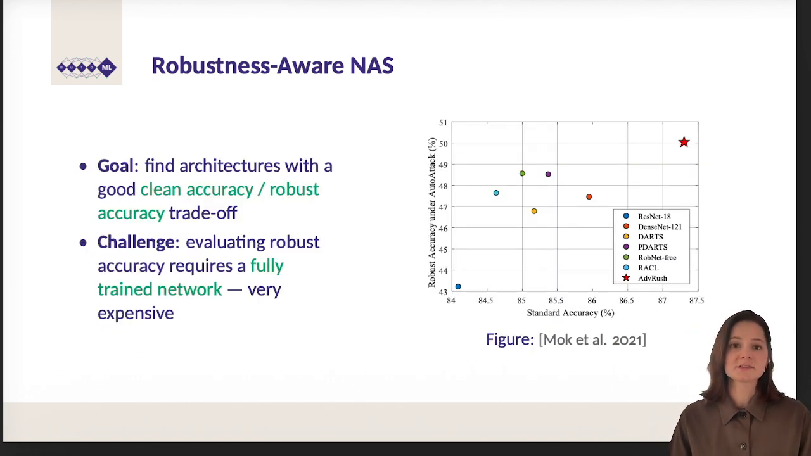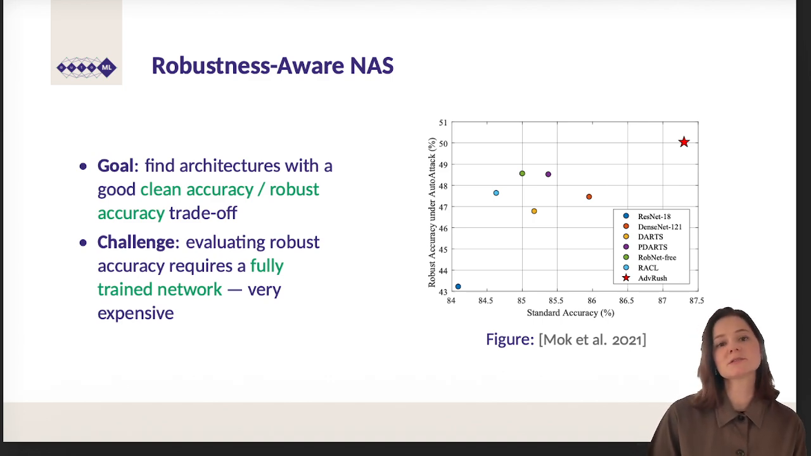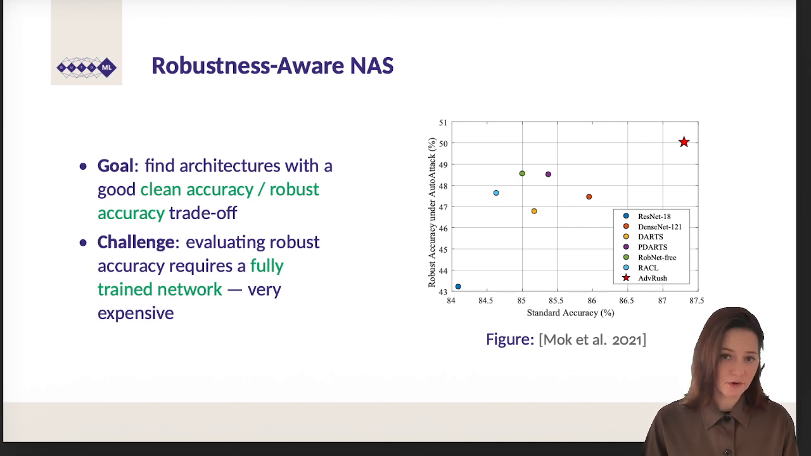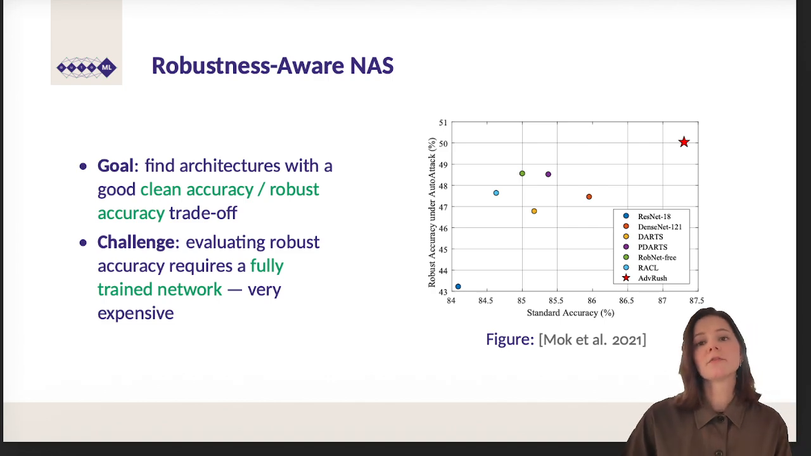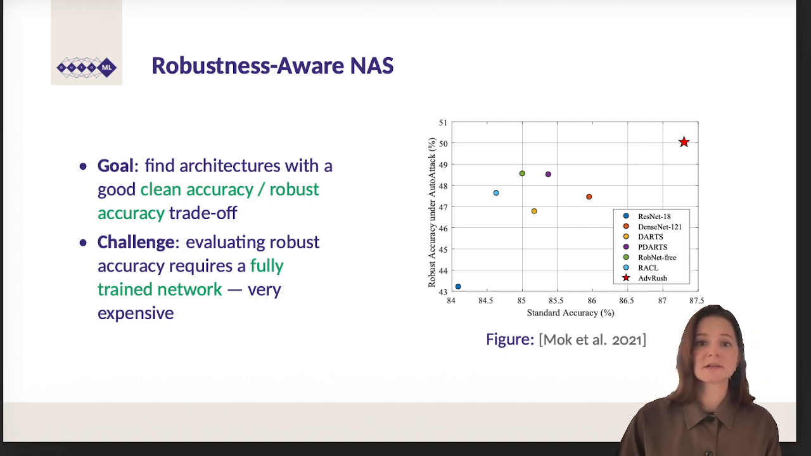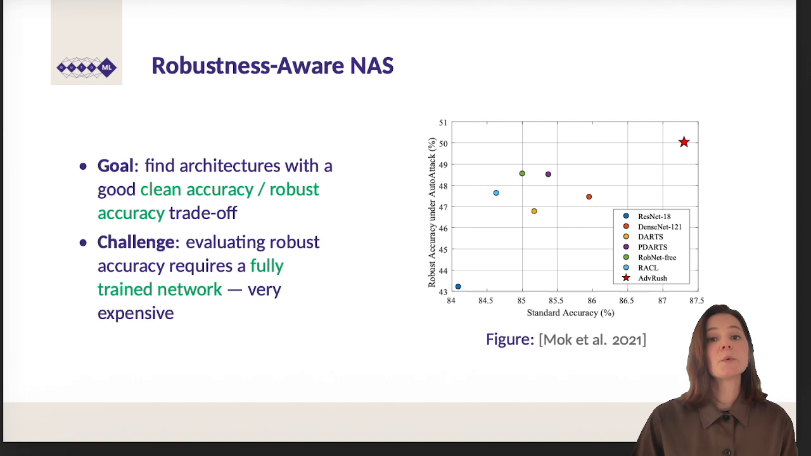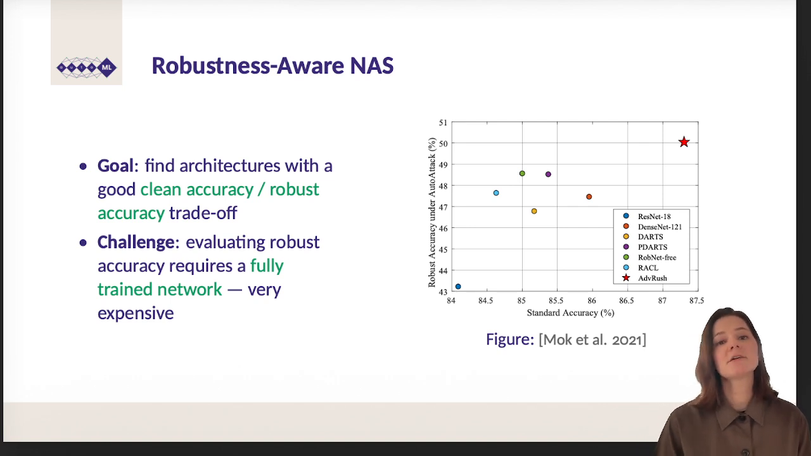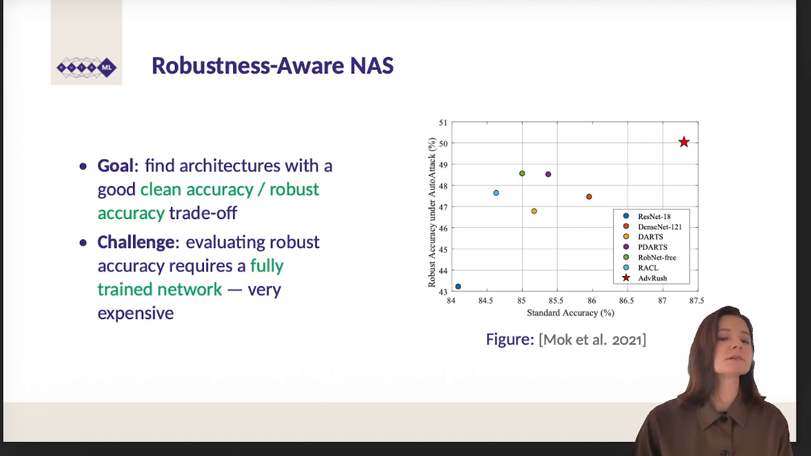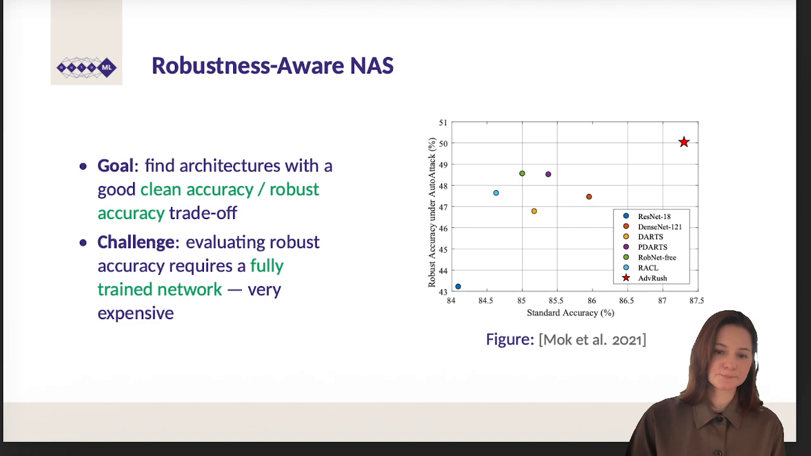In the context of NAS, the goal is to find an architecture with a good clean accuracy as well as robust accuracy and its trade-off. What we want is, here for example on the right figure, to come to the upper right corner, so having a high standard accuracy and a high robust accuracy. The challenge we face in robustness-aware neural architecture search is that evaluating the robust accuracy requires a fully trained network, which is additionally very expensive.